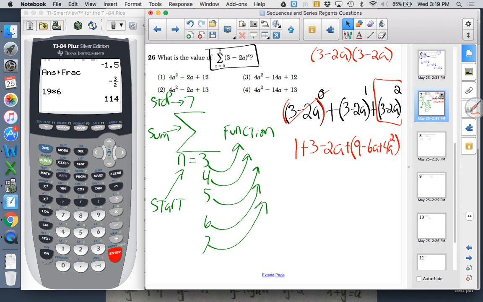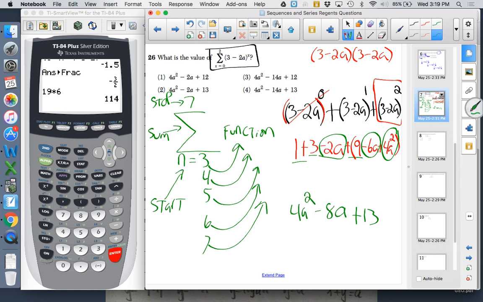And now it's a matter of just cleaning this up, looking for like terms. So 1 plus 3 plus 9, I think those all add up to 13. I know my a squared is by itself, so we'll put a 4a squared out front. And negative 2a with negative 6a would make negative 8a. Did I do it all right? Of course not. How would that happen? Where is my mistake?